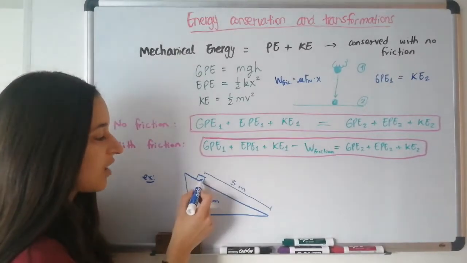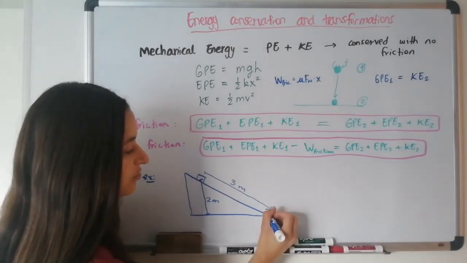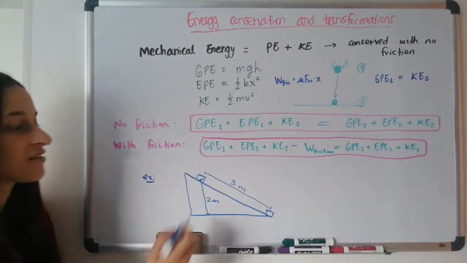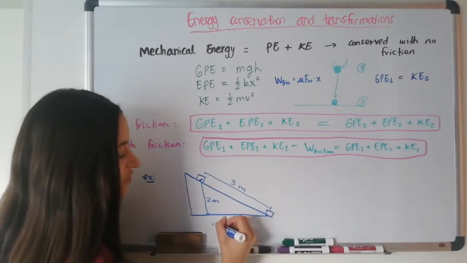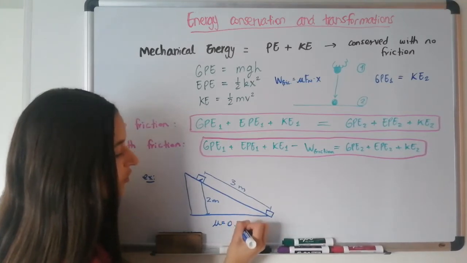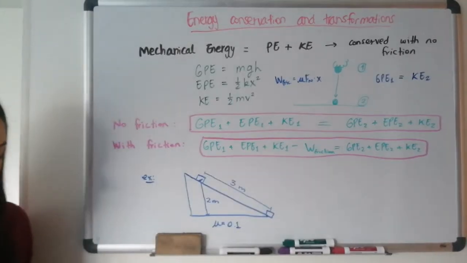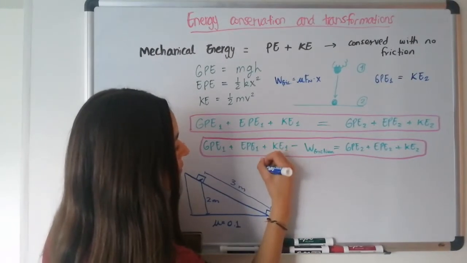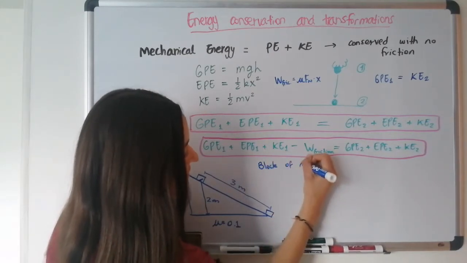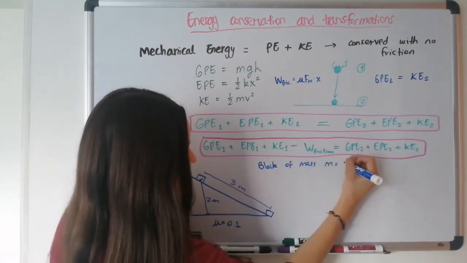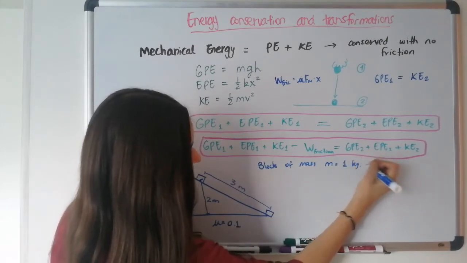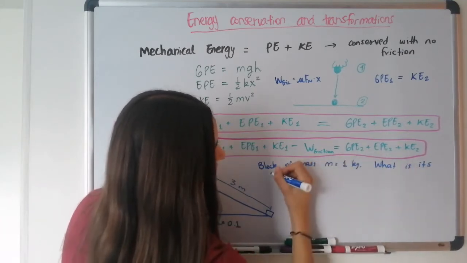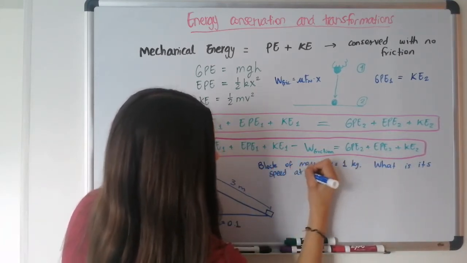So we want to see how much speed the block has when it reaches the bottom of the inclined plane, taking into account the fact that there is friction along this ramp. And the coefficient of friction is 0.1. So what is the block speed? So the question would be, let's say we have a block of mass m equals 1 kilogram. What is its speed at the bottom of the ramp?